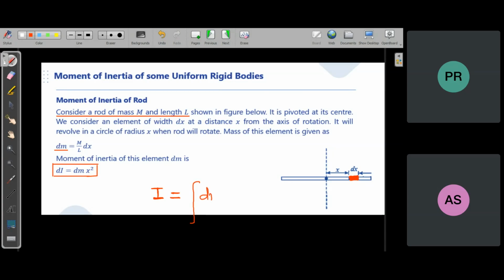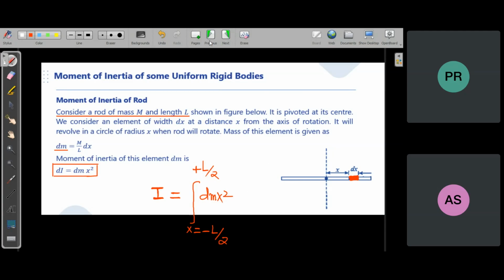So you will do the integration of dm x square. And now because the distribution is continuous, you can put limits here, because mass is present everywhere from minus L by 2 to plus L by 2. That's why you are putting this limit here. Whereas when the mass is discrete, it is not distributed everywhere from minus L by 2 to plus L by 2. That's why we cannot do integration. But both are summation only.